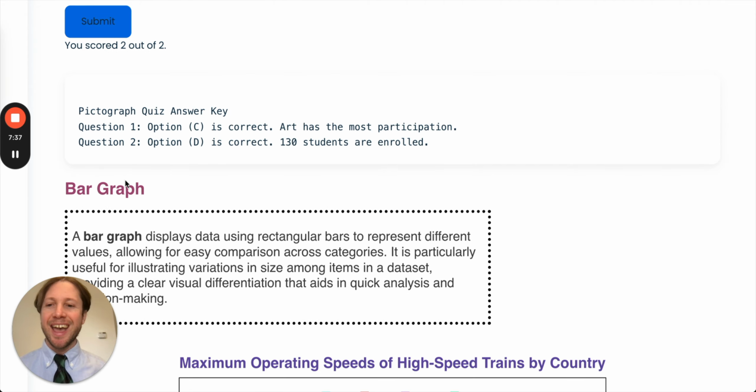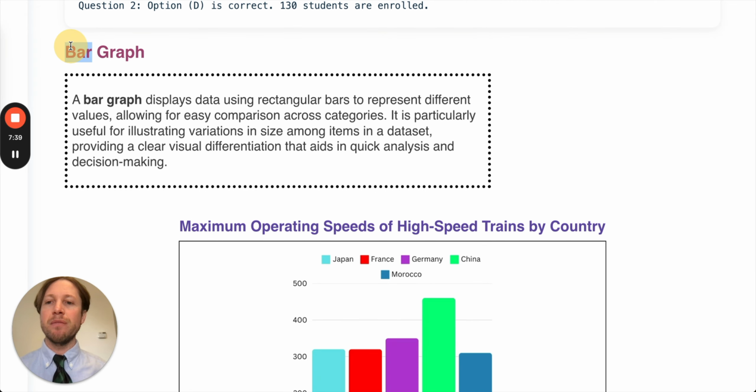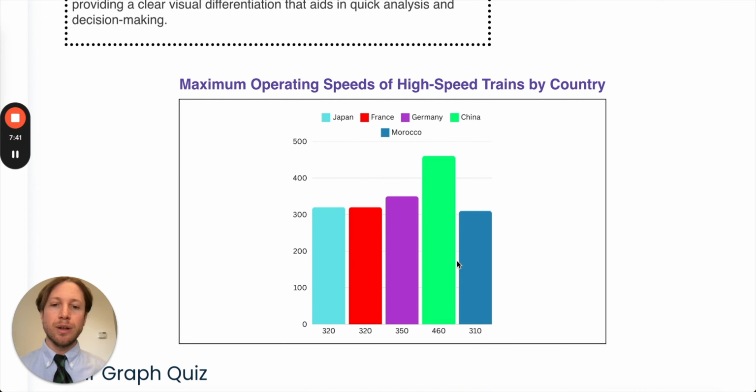Doing great, and let's go on next to the bar graph. We can look down below and read the title that reads Maximum Operating Speeds of High-Speed Trains by Country. So this is pretty cool. 5 different countries have high-speed trains and their corresponding speeds.